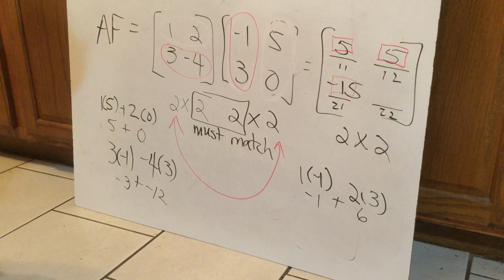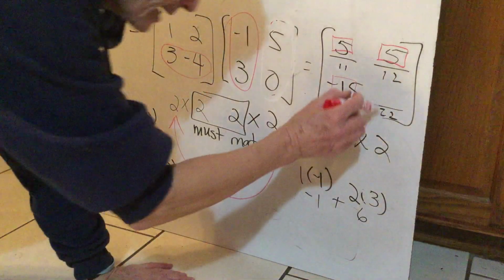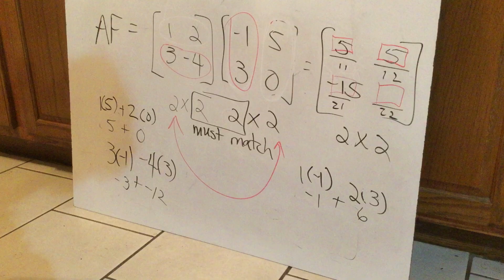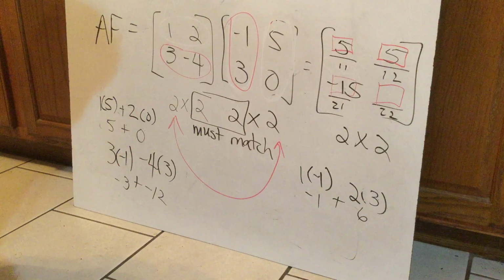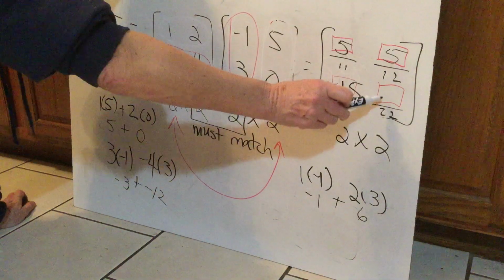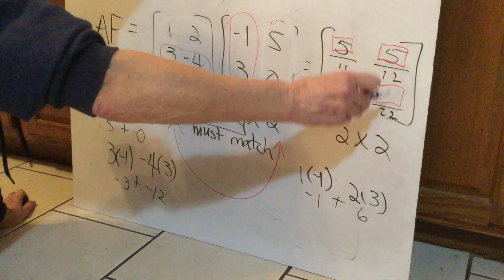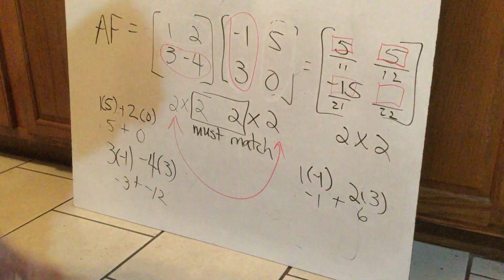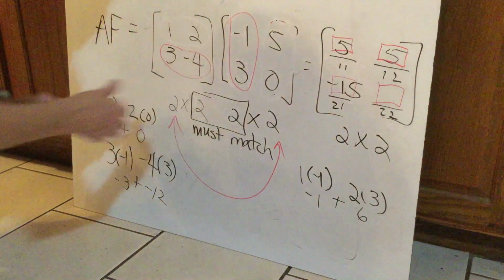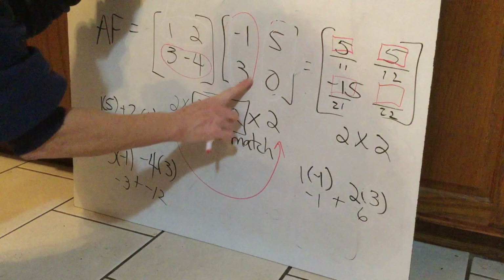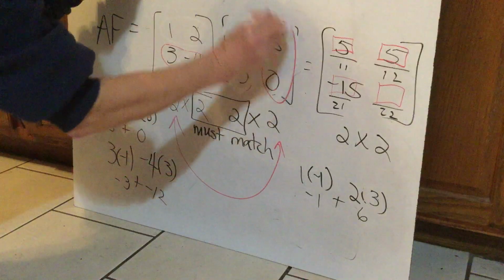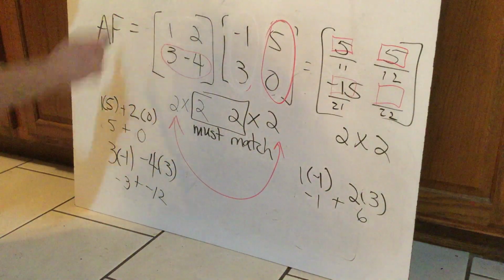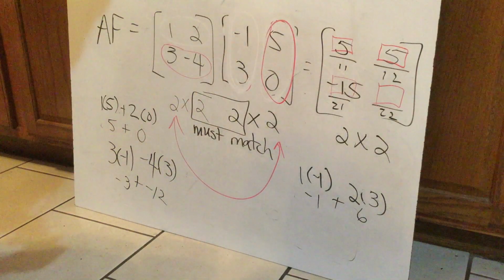Now, what's next? We have one more number to find. And how are we going to find it? Have you gotten the hang of it? Are you starting to get this a little bit? We need, where are we? That number right there is in row 2, column 2. So we are going to multiply row 2 times column 2.